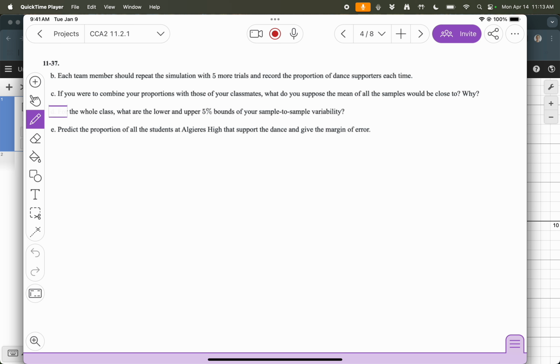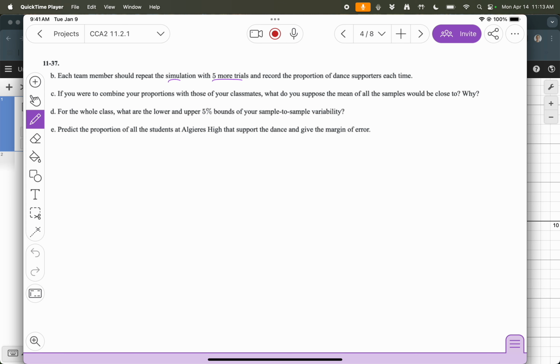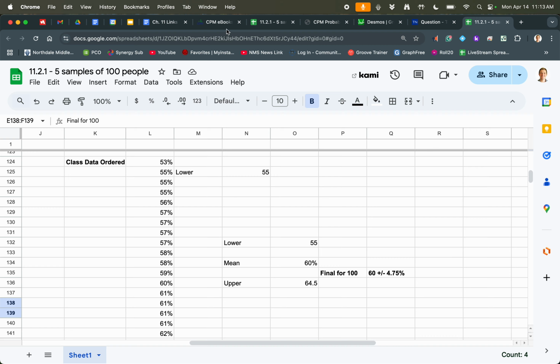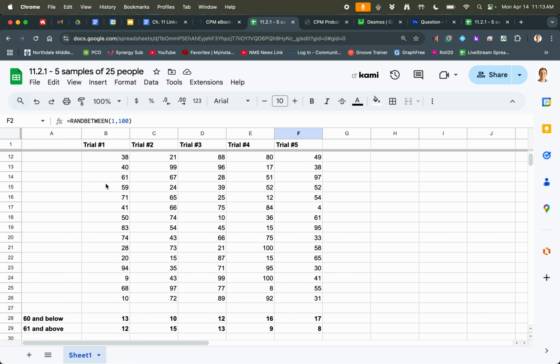Each team member should repeat this simulation with 5 more trials and record the proportion of the supporters. Well, in the last one, I already had 3 of those trials. I had 13, I had 9, I had 11. So I need to do 2 more samples of that. But I'm going to show this to you in Excel here, just so that you can see not the 100 sample, the 25 sample. So here's my trial 1, 2, 3, 4, and 5. And I've got my 25 samples here.